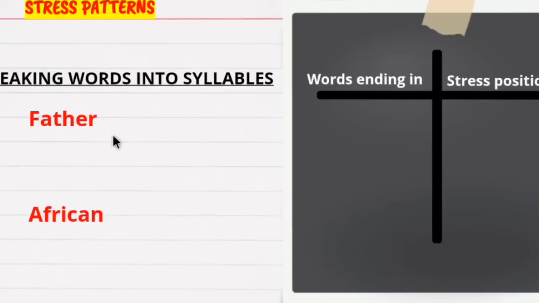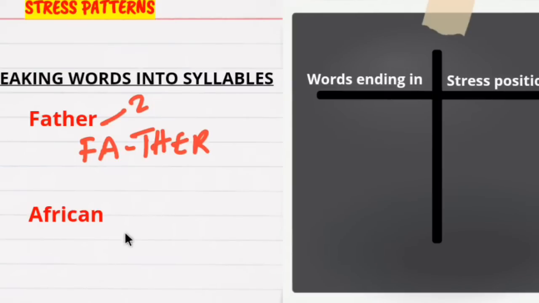So let's break it down. So you have fa and da. Just remember that father has 2 syllables. When you break it down, it will be fa-da. So that will be fa, the first syllable. Then you put a dash, then da, the second part, that will be T-H-E-R. So that's the breakdown of father. Father, 2 syllables. Now let's look at the next one.